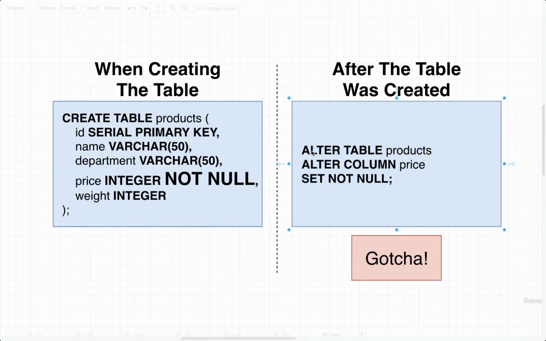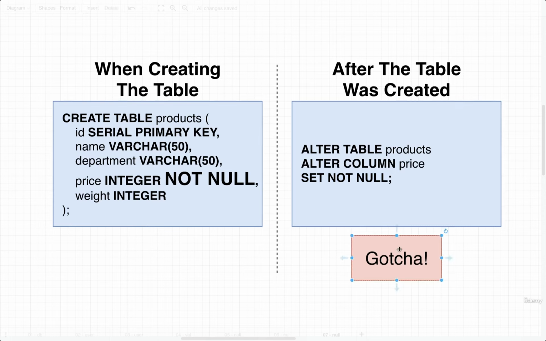So we can write out alter table, which means that we want to make a change to the structure of a table that already exists. We can then say that we want to alter a column, which means that we want to change the configuration of some column that already exists inside the table. In this case, we want to alter the configuration of price. And we want to set up a constraint of not null, which means that we should never be able to insert a null value into this column.